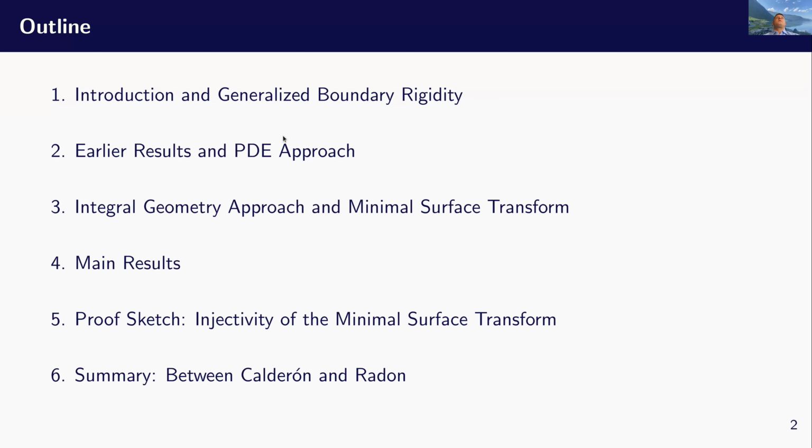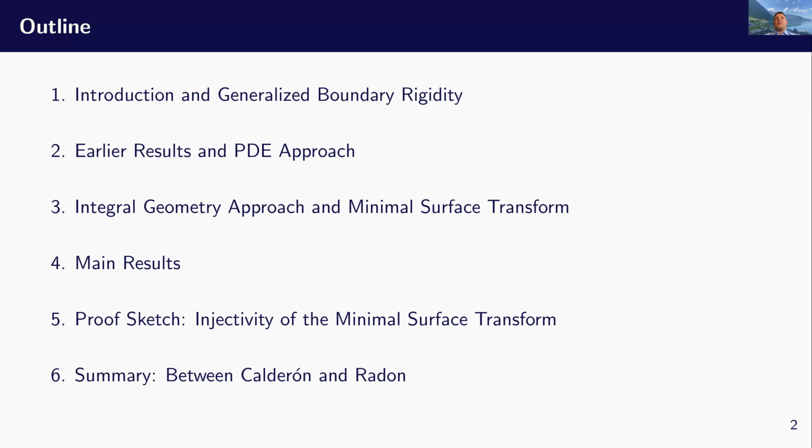Now it is. Okay, so here's the outline of the talk. I will start with an introduction and tell you what is the generalized boundary rigidity. Then I will go to earlier results and how these results are obtained. They are sort of by this PDE approach. I will tell you what it is. After that, I will go to this new approach, which is the topic of today, which is this integral geometry approach and how it leads to this minimal surface transform.